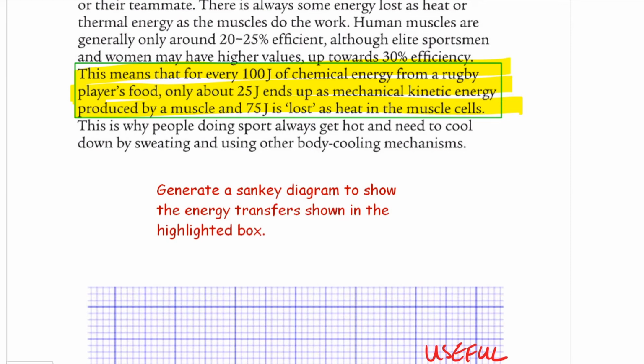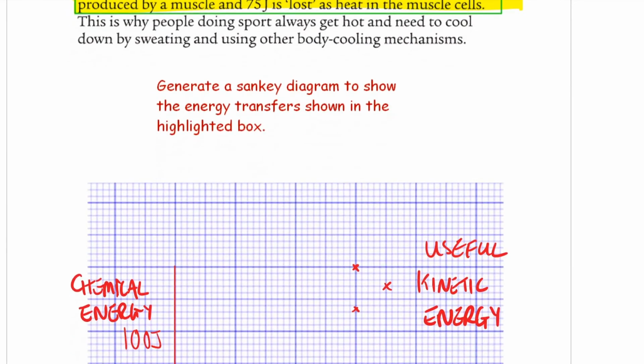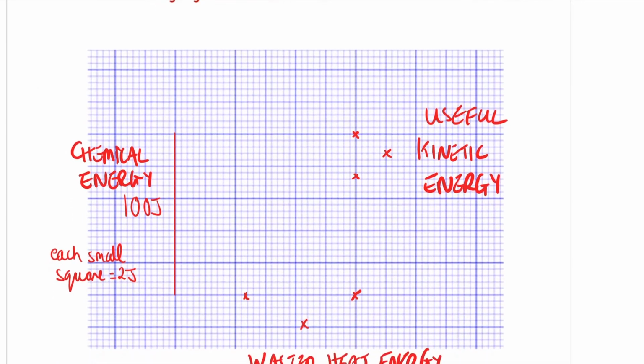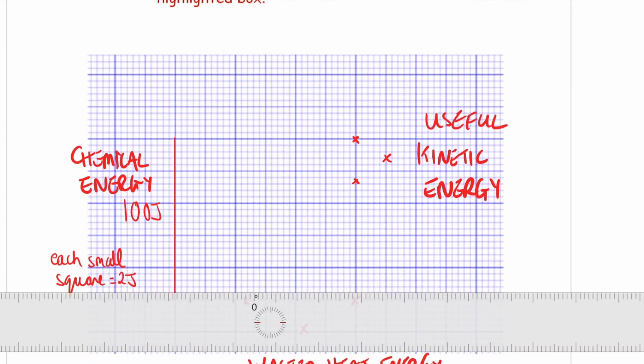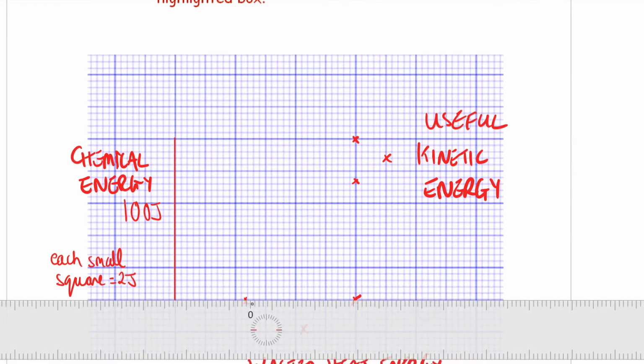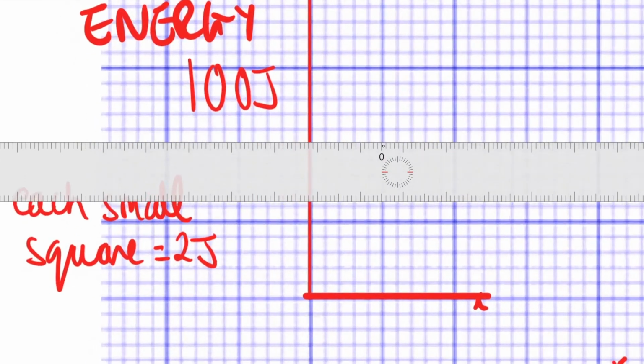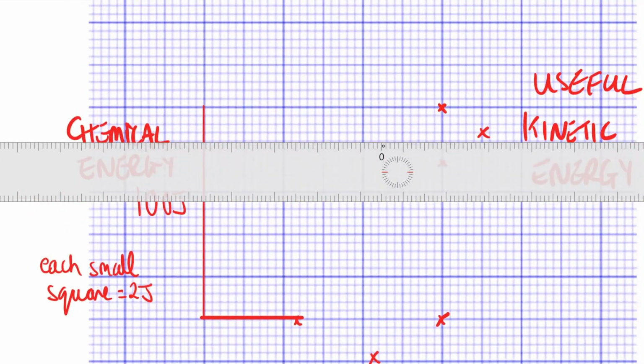As was explained above, not all the chemical energy in food is transferred into useful kinetic energy. In fact, the majority of it is wasted as heat energy, and that's why when you exercise you often sweat, because of the heat that your muscles generate. So just remember to use the correct scale. Each small square is 2 joules.